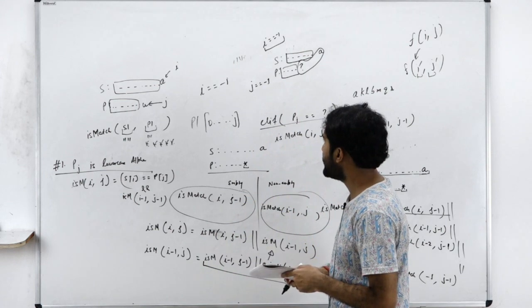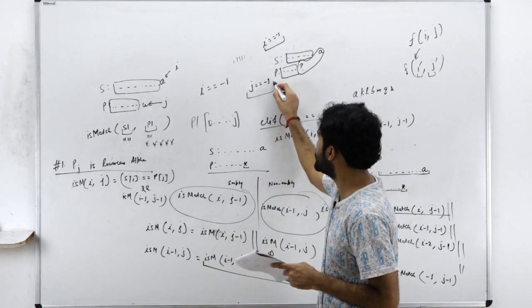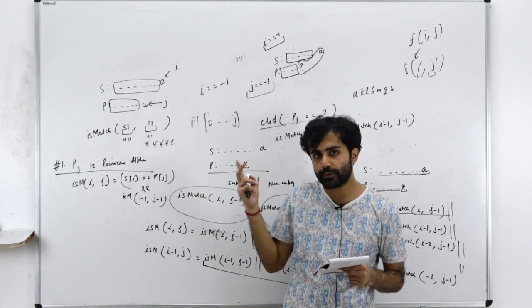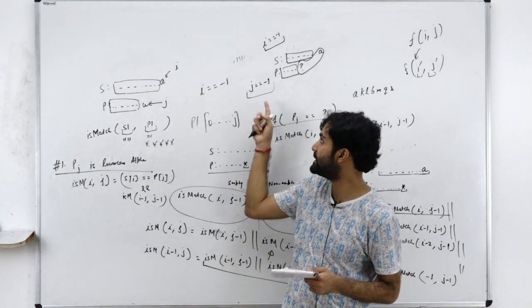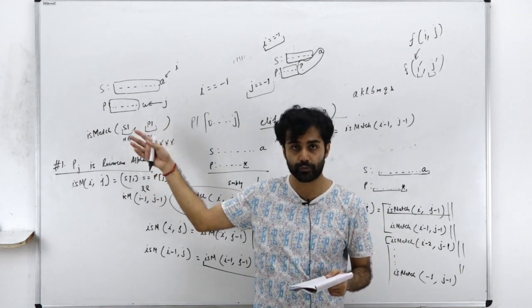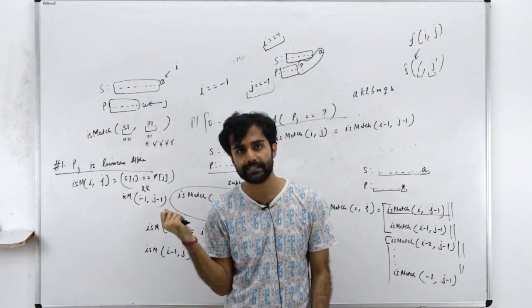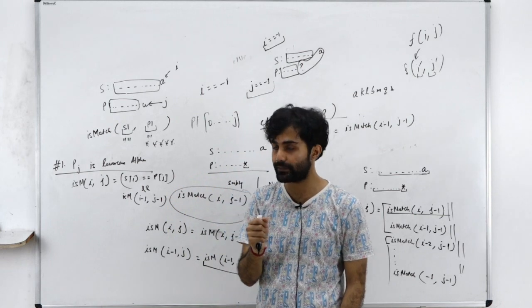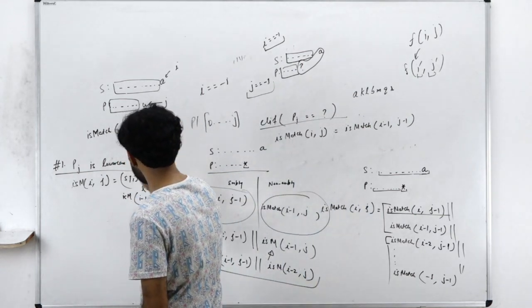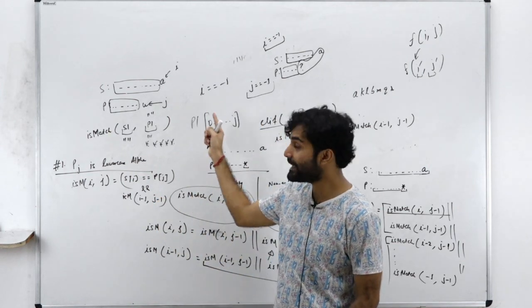Now take the other case. Let's say when my j was -1. When my j was -1, again two cases can happen with i. If my j was -1 and i is also -1, I already said that I would return true, because empty and empty would match against each other. But if j is -1, that means the pattern is empty, and let's say i is not -1.